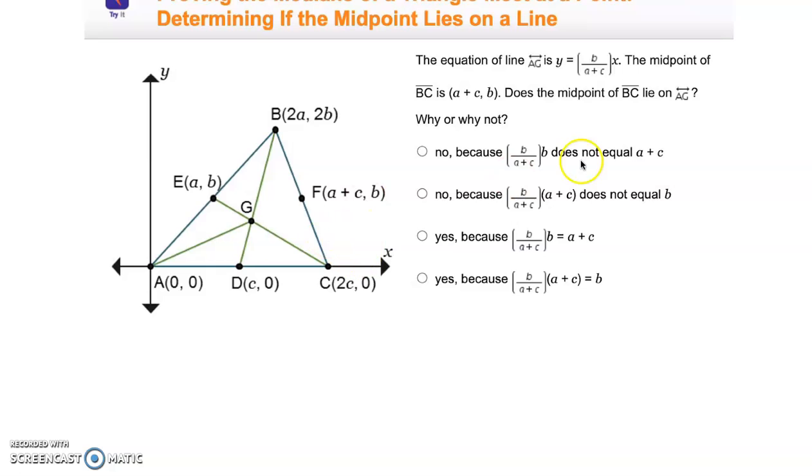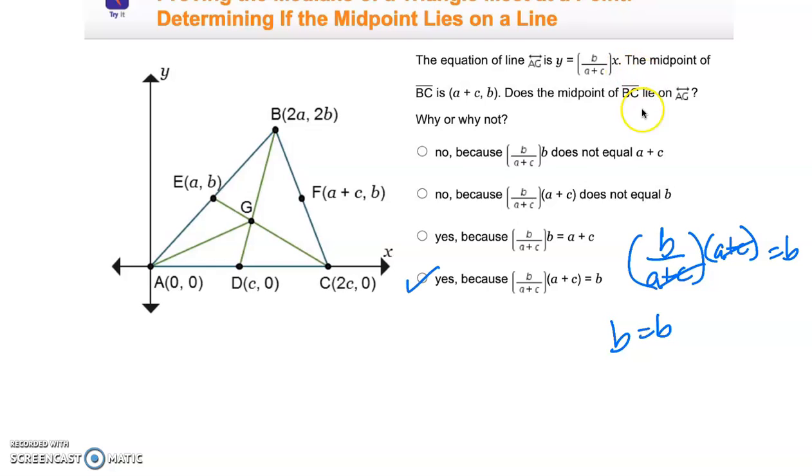And then finally, is this on the midpoint? Does it lie on that? Again, we're basically going to simplify. We're substituting b into this, and we have b over a plus c times a plus c, and those will cancel out, and that equals b. So b equals b. So yes, because b equals b.